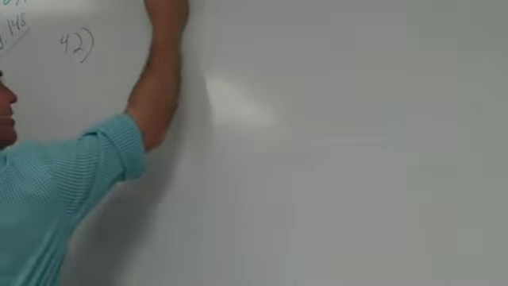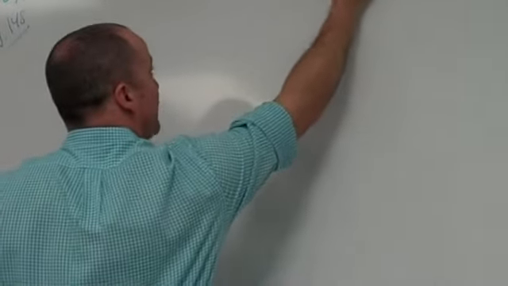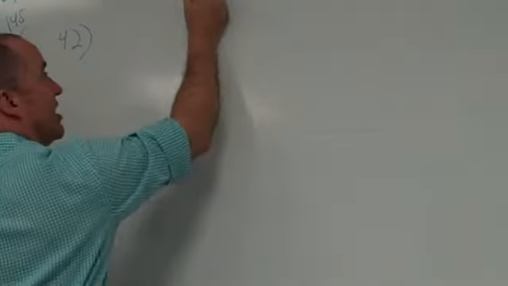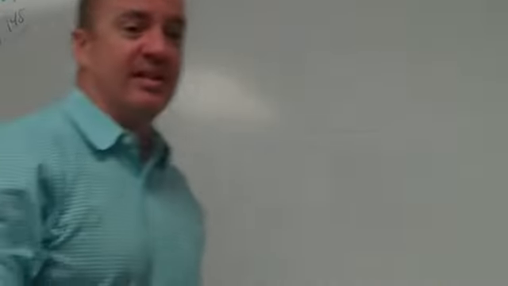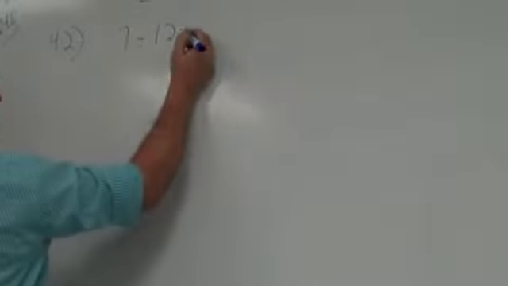First, a quick reminder. The complex conjugate of a plus bi is a minus bi, and this is the real component. This is the imaginary component. These are designed to mess with you a little bit on that. 42 is 7 minus 12i.